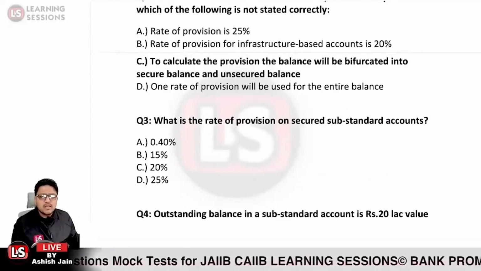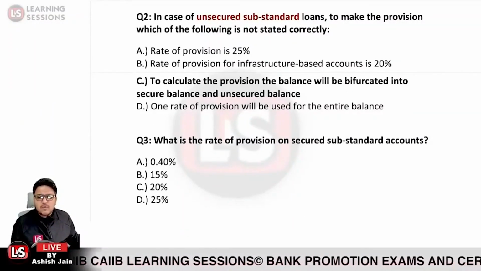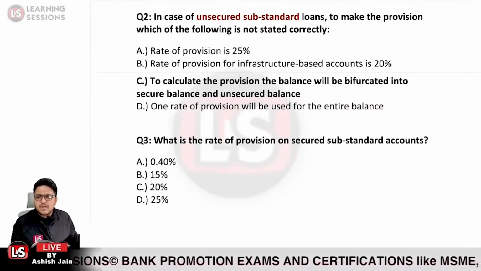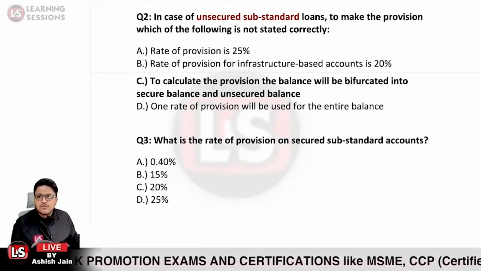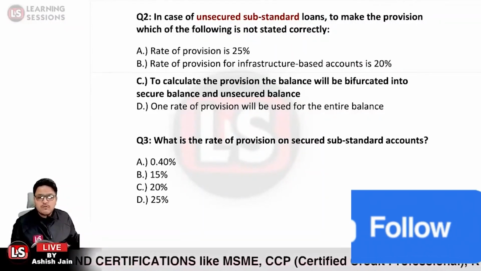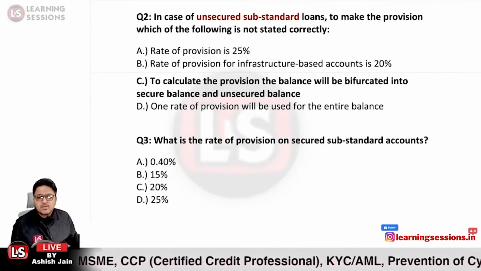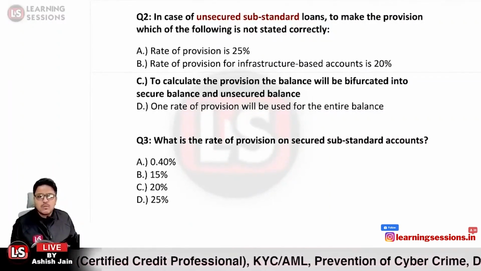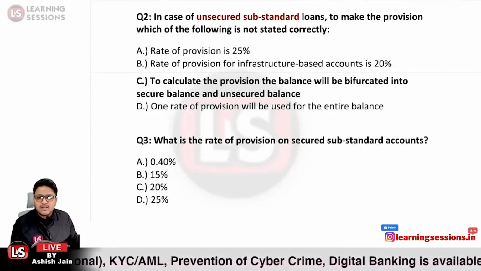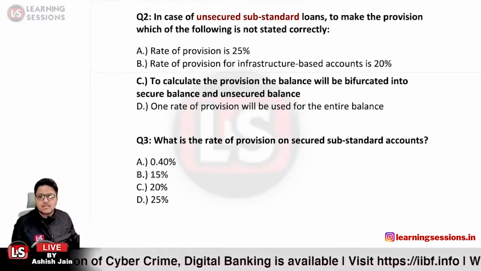Question number 3 over here, it says what is the rate of provision on secured substandard accounts? So kindly please do answer at the earliest. What will be the rate of provision which will be applicable on the secured substandard accounts? Would it be 0.4%, 15%, 20% or 25%? Which of the following would be the right answer? So question number 3, option B, that is 15% is the right answer. So Ravi Nanabala has answered correctly at the earliest.